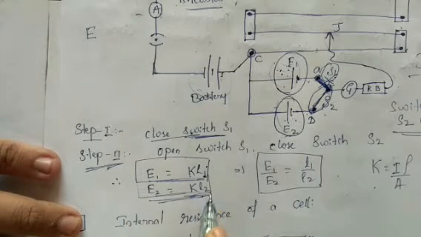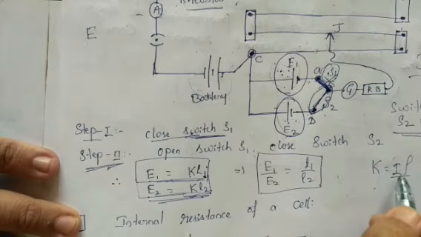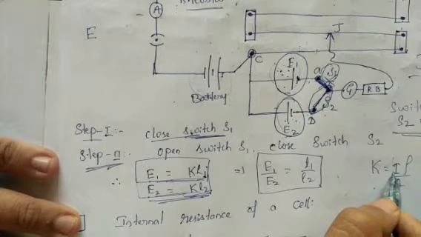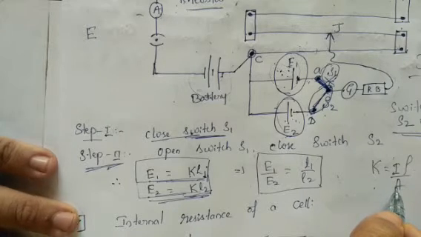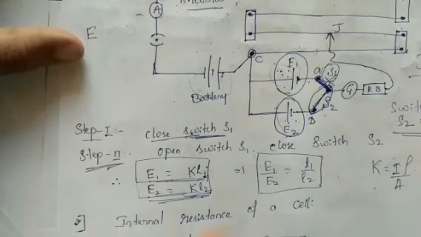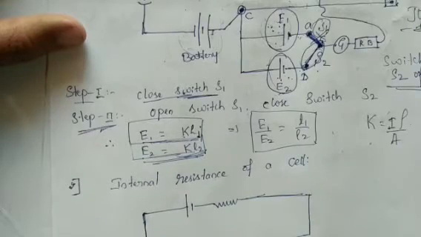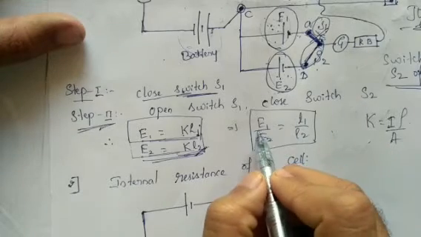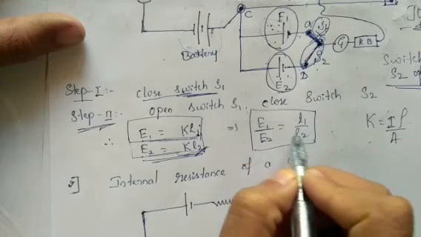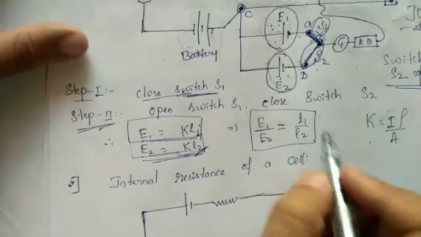So this is the equation we can write: E2 = K × L2. Again, K represents the constant electric current, the resistivity of the wire, and the uniform cross-sectional area of the wire. So in every case, E1 = K × L1, whereas E2 = K × L2. Now we can write E1 divided by E2, which becomes equal to L1 divided by L2.